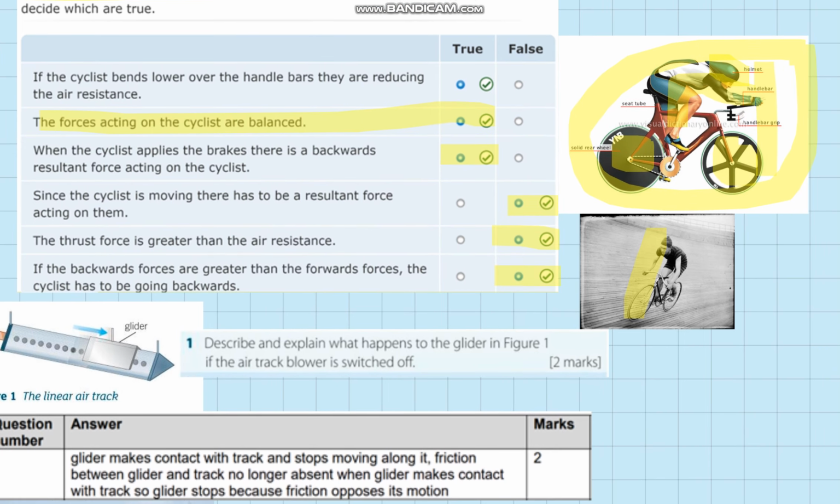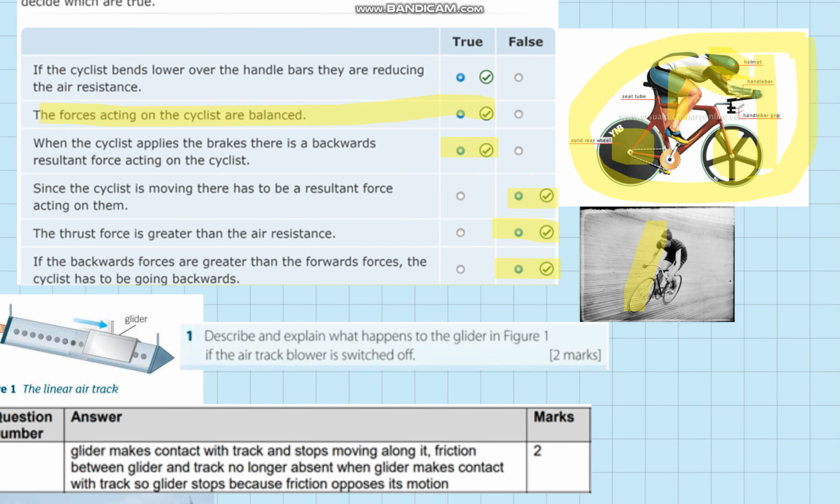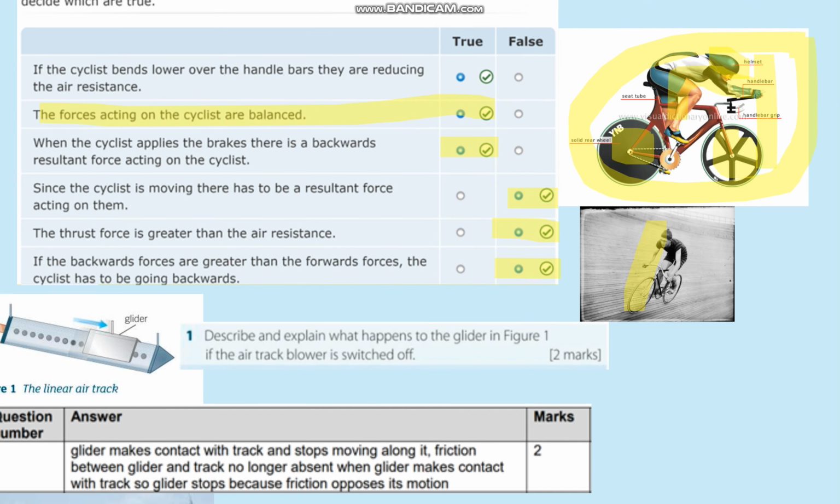So, question 1. Describe and explain what happens to the glider in figure 1 if the air track blower is switched off. So this is now questions from the textbook themselves. There's the picture of the glider on the air track there from the book, and you can see the answer down here. The glider will make contact with the track.